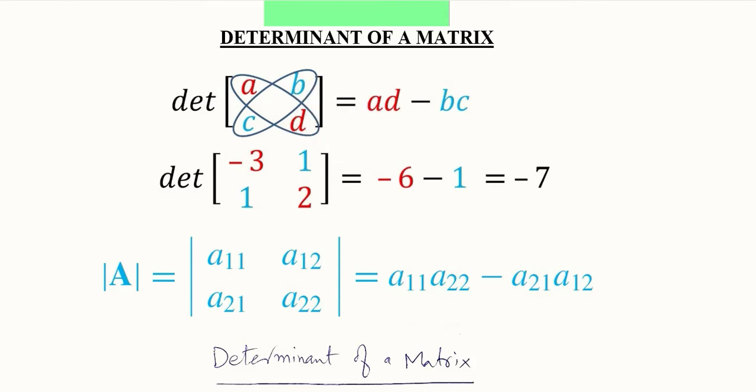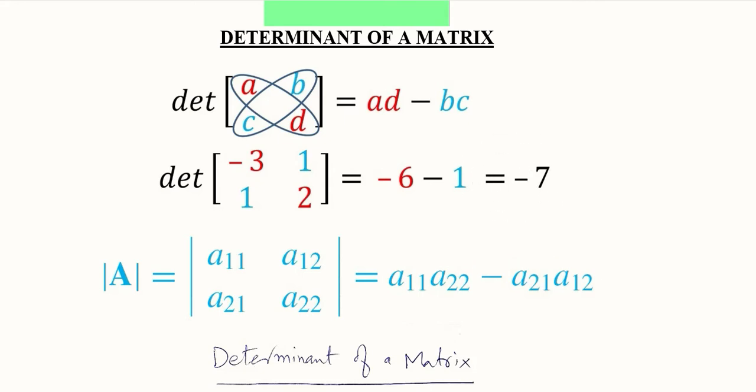This is a simple example in which we have a 2 into 2 order matrix that we want to find the determinant of. And here we have the product of the principal diagonal elements and the secondary diagonal elements. So product of A and D minus product of B and C. The elements in the principal diagonal, their product, and the product of the elements in the secondary diagonal. Again, minus 3 into 2 will be minus 6, and 1 into 1 will be 1. So this is the answer, that is minus 7.